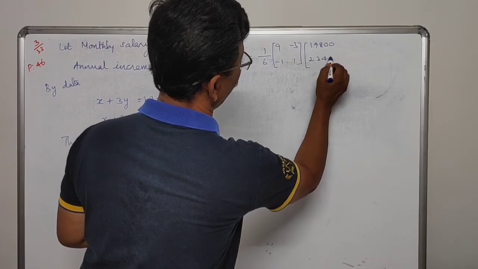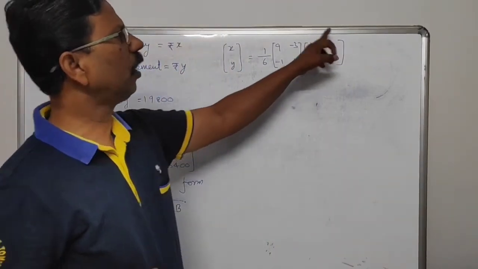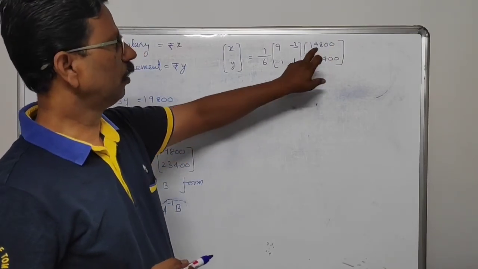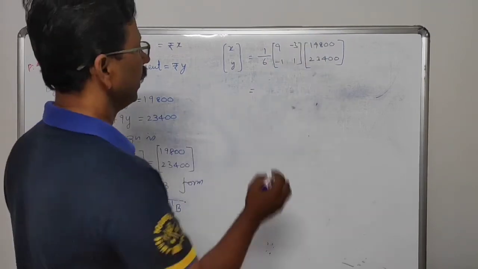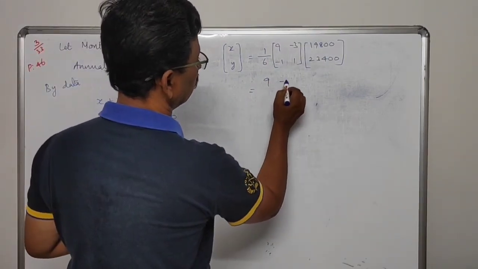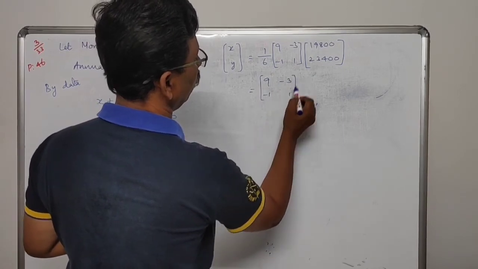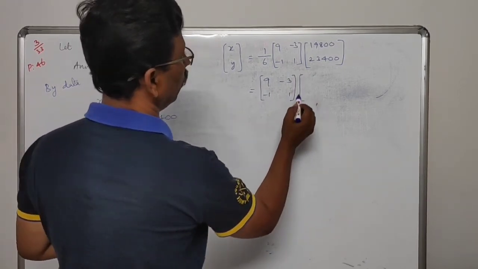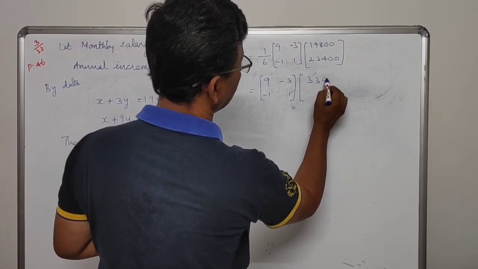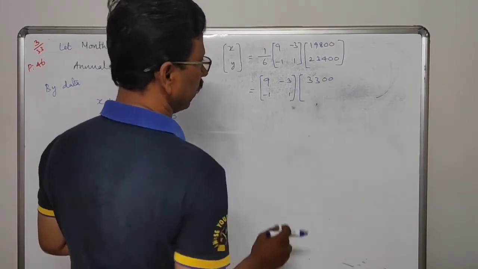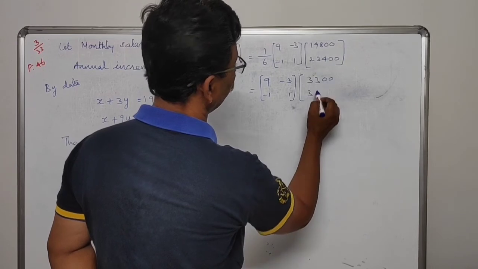Now, since these are large quantities and both numbers are divisible by 6, you can take the 6 inside, then you get 9, minus 3, minus 1, 1. If you divide 19,800 by 6, you get 3,300. Next, dividing 23,400 by 6, you get 3,900.